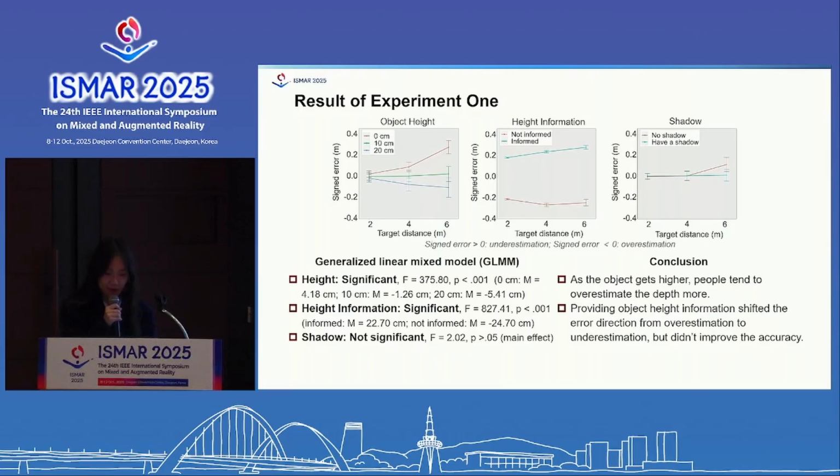We can see from the second figure for height information, the blue line means with the height information. People who know about the height information will underestimate the depth, but people who don't know about the height information will overestimate it. However, the absolute error didn't get smaller even if people know about the height information. This means that providing object height information only shifted the error direction from overestimation to underestimation, but didn't improve the accuracy.